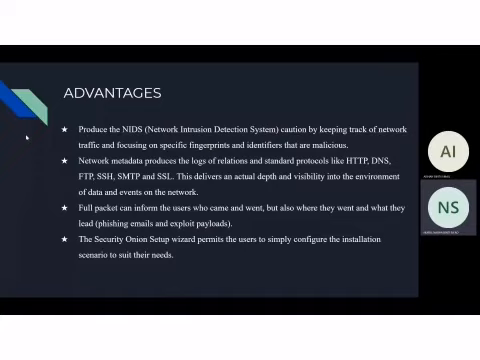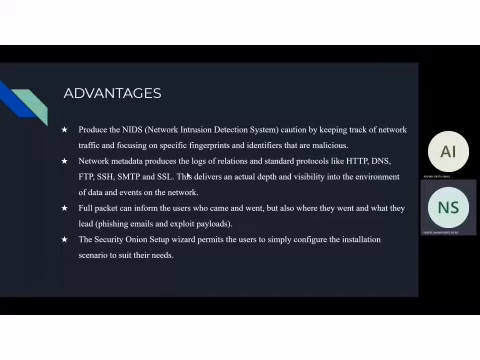Network metadata produces a log of connections and standard protocols like HTTP, DNS, FTP, SSH, SMTP, and SSL. This delivers actual depth and visibility into the environment of data and events on the network. Full packet capture can inform the user who came and when, but also where they went and what they did. Phishing, email, and exploit payload. So the Security Onion setup wizard permits the user to simplify and configure the installation scenario to suit their needs.